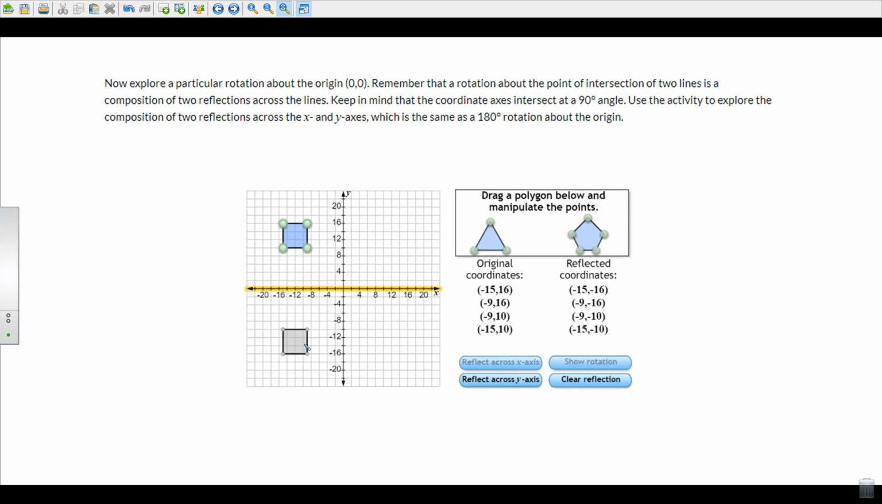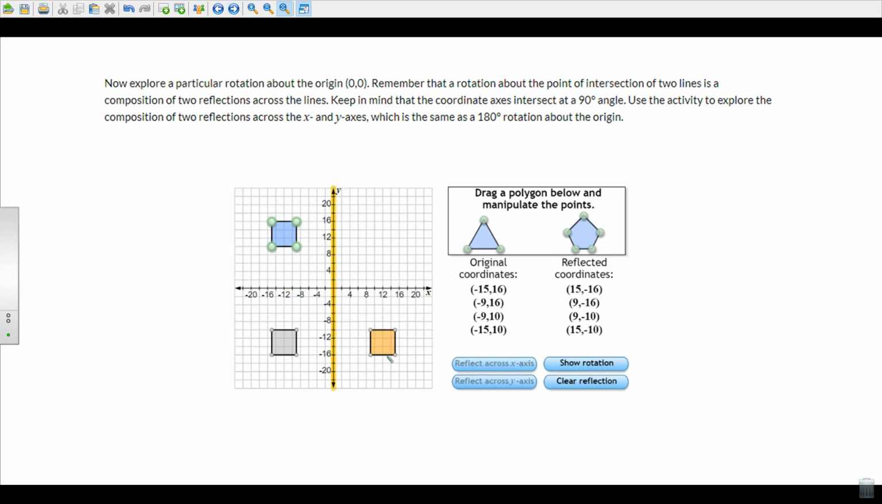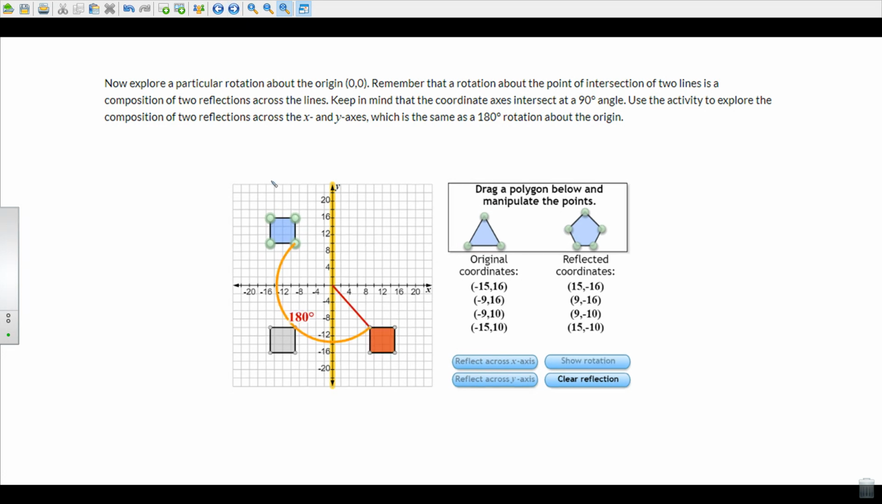I reflected it across the x-axis, so here are the new coordinates after that reflection. You can see what we saw in the last video with those coordinates. Then I took it and reflected it across the y-axis, and it ended up right here. And then I had it show me the rotation. We're calling this the original, the pre-image. This is the image. Watch, and you'll see in the animation that it is the same as a 180-degree rotation.